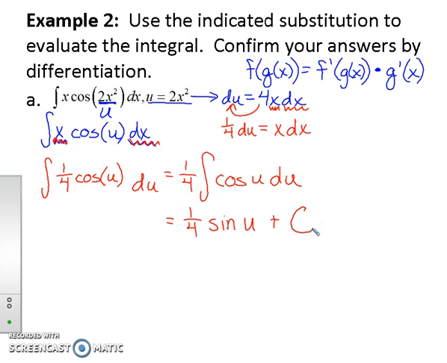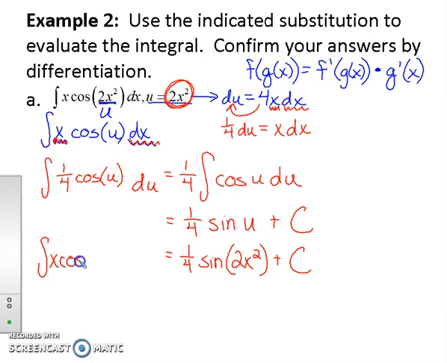Now here's the one thing we have to remember to do. This problem was not in terms of u from the very beginning. It was in terms of x. So once you have integrated it all the way, you then have to go back and re-substitute in place of the u. So we have to put back in, instead of u, that 2x squared that u is equivalent to. So your final answer for the integral of x cosine 2x squared dx is 1/4 sine of 2x squared plus c.